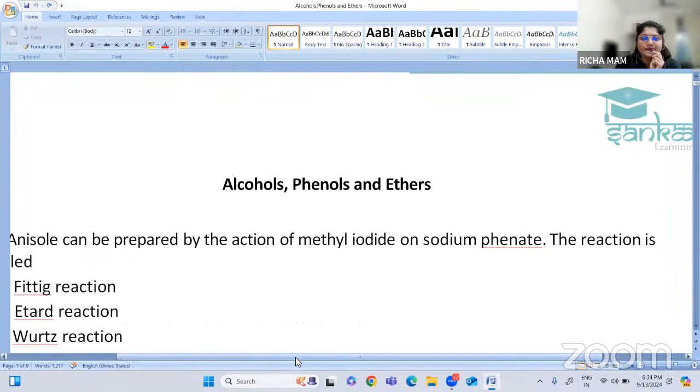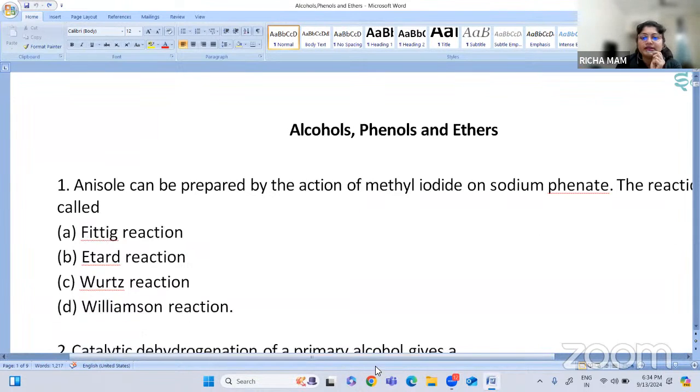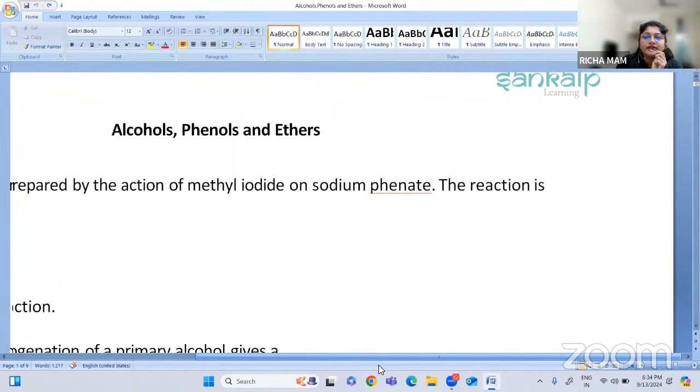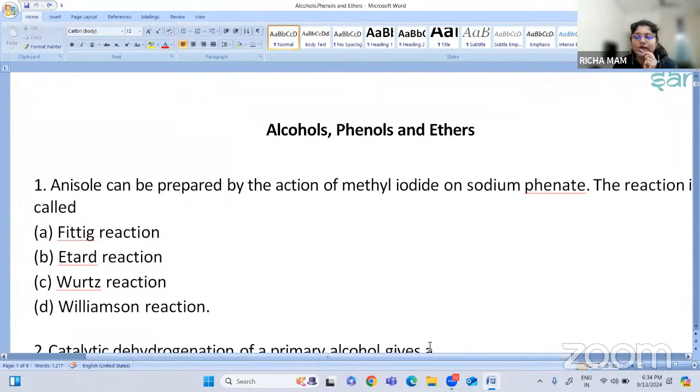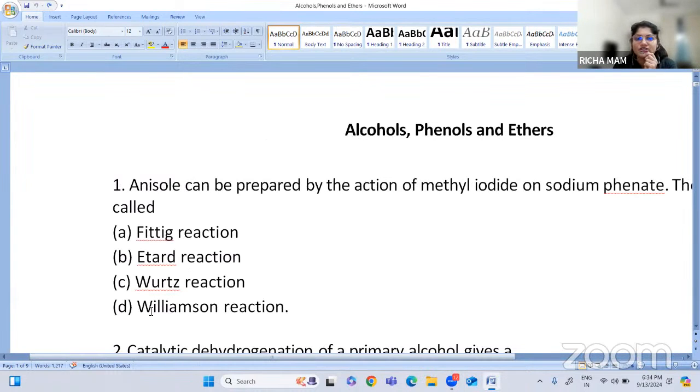So this is the first question. Anisole can be prepared by the action of methyl iodide on sodium phenate. The reaction is called: A, Fittig reaction; B, Etard reaction; C, Wood's reaction; and D, Williamson reaction. So what is anisole? Students, what is anisole?